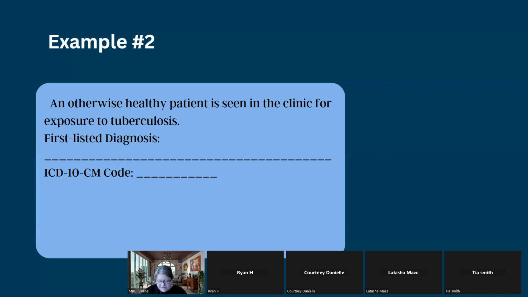So contact with and suspected exposure to tuberculosis, Z20.1 would be our code. But you see that little blue dot, right? We need to know what that means. So what does that blue dot mean? Unacceptable principal diagnosis. That is correct.